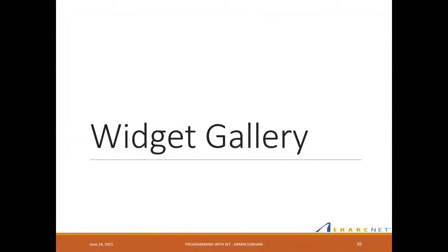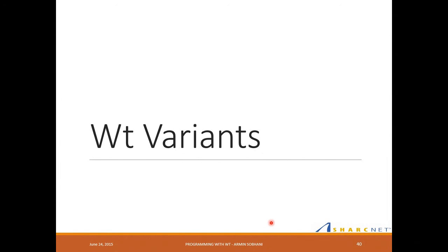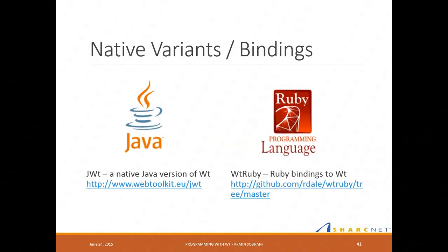The last thing that I'm going to say is that if you like the library functionality, but C++ is not your choice, there are some Wt variants. Java programmers can use JWt, a native Java version of Wt, developed and maintained together with the C++ version. It has the same features as Wt, but runs natively in the Java virtual machine and can be deployed into any servlet container. And the other one is Wt Ruby, which is a Ruby binding to Wt, using the same framework used for generating Ruby bindings to Qt or Qt and KDE.